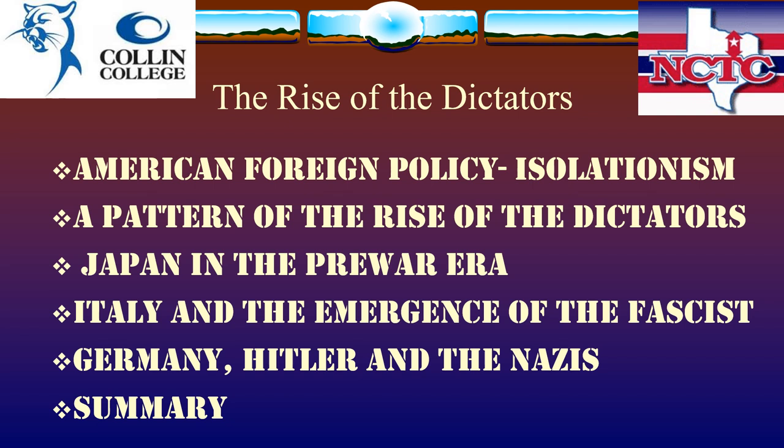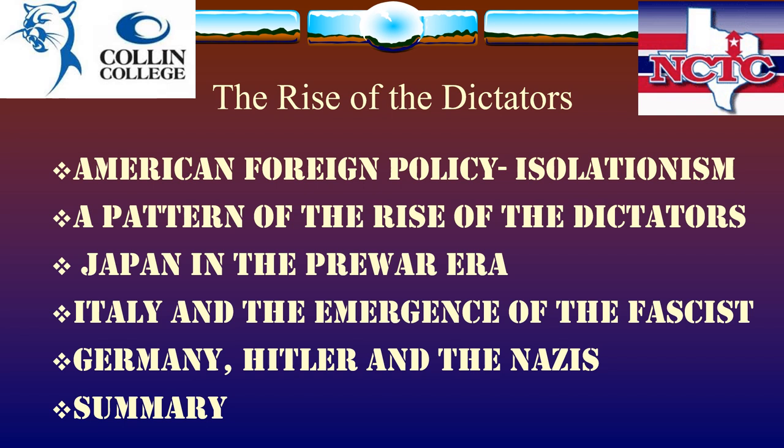Welcome to our continuing pursuance of History 1302. Now we're talking about the rise of the dictators. We're going to cover American foreign policy, which is isolationism, and that picks up off of 1930's part one and part two. So the last slide you should have watched talked about American foreign policy. So we'll pick up on that just as a reminder, and then I have a long slide that we need to go over in excruciating detail that outlines a pattern of the rise of the dictators.